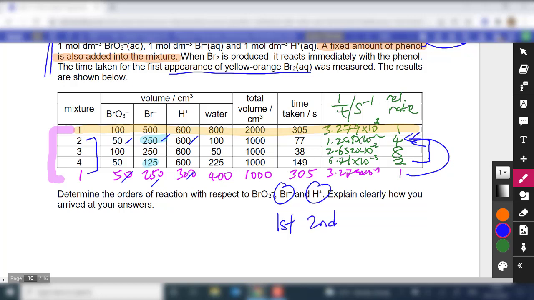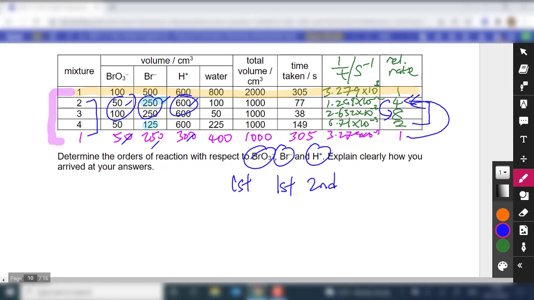Using the same idea, we can compare between 2 and 3. For 2 and 3, this is fixed. Bromide increases from 50 to 100. Relative rate doubles, so bromide is also first order.